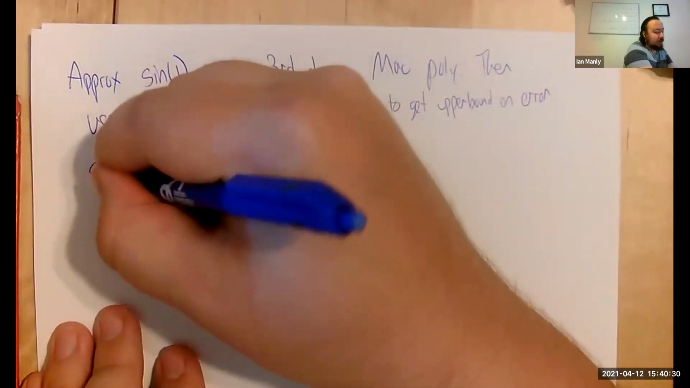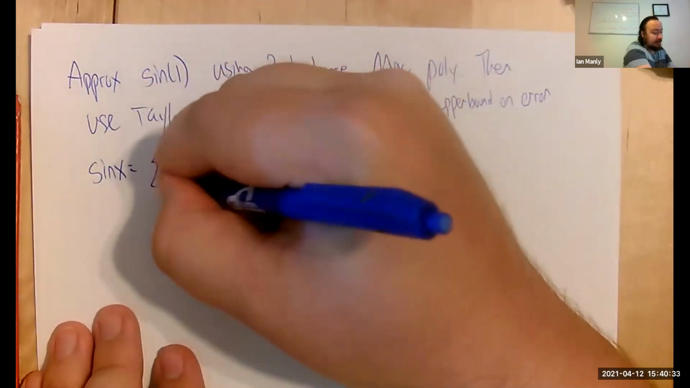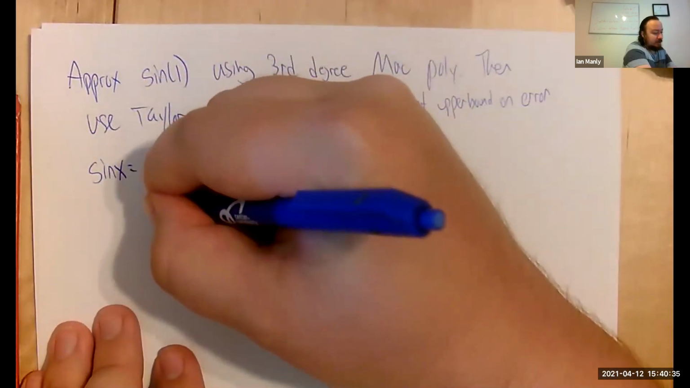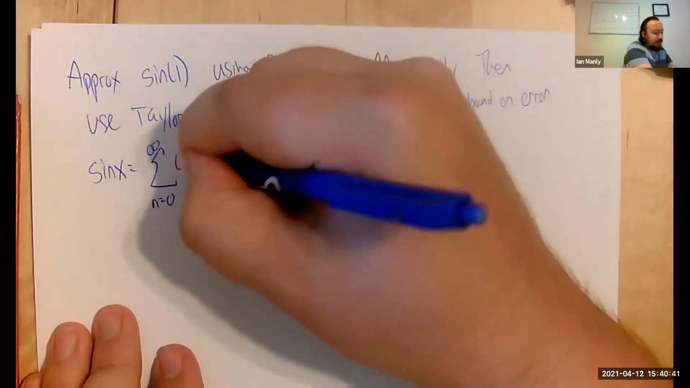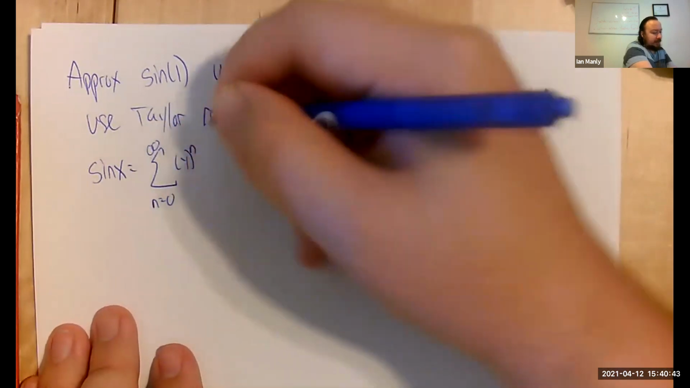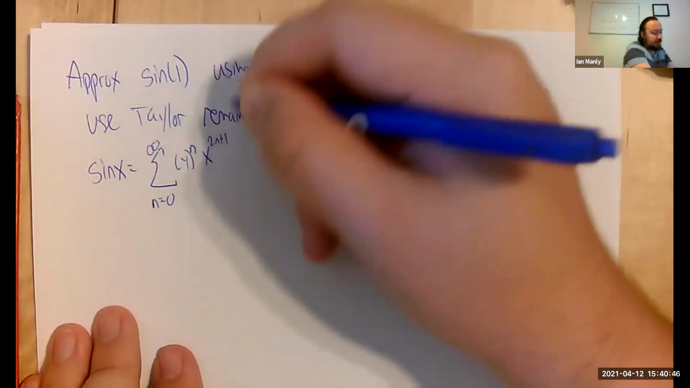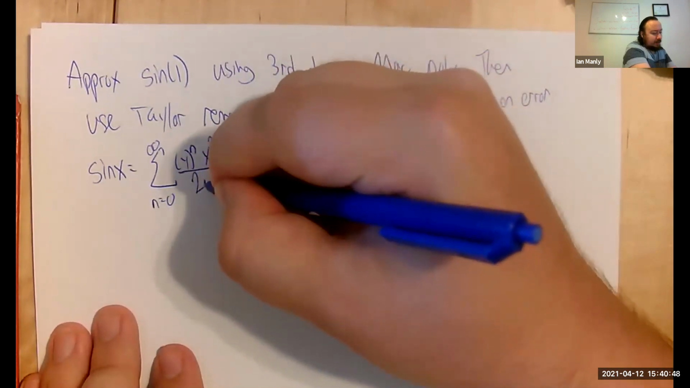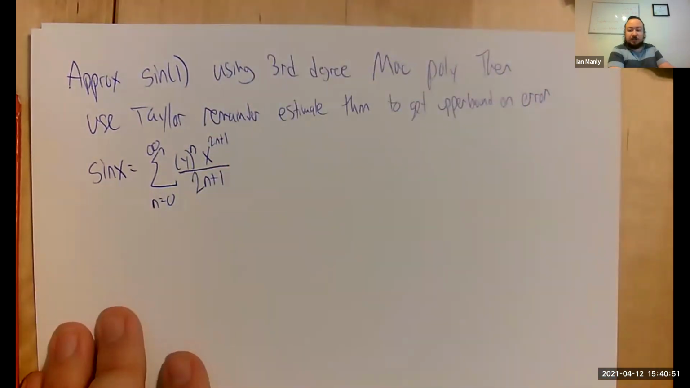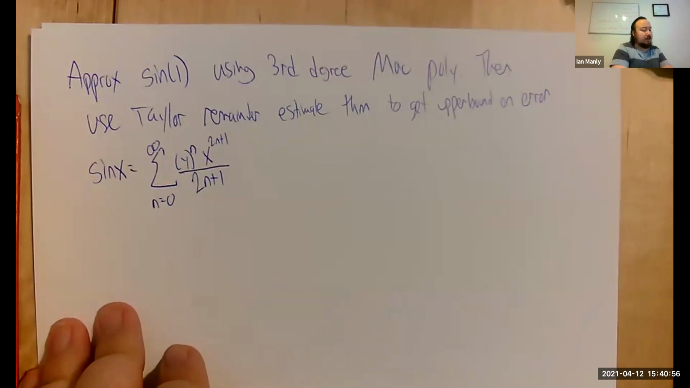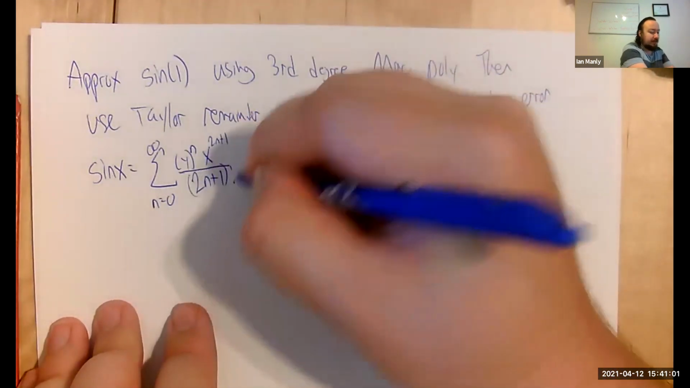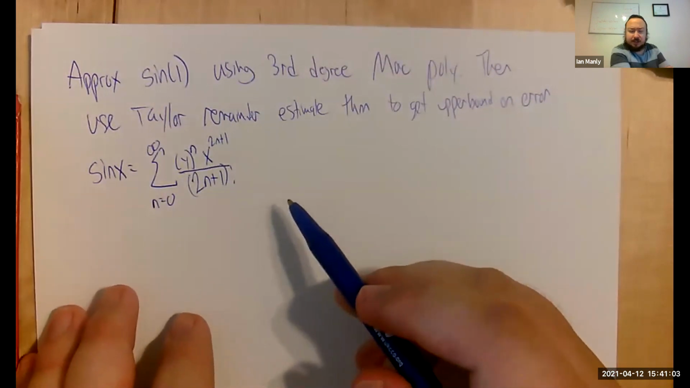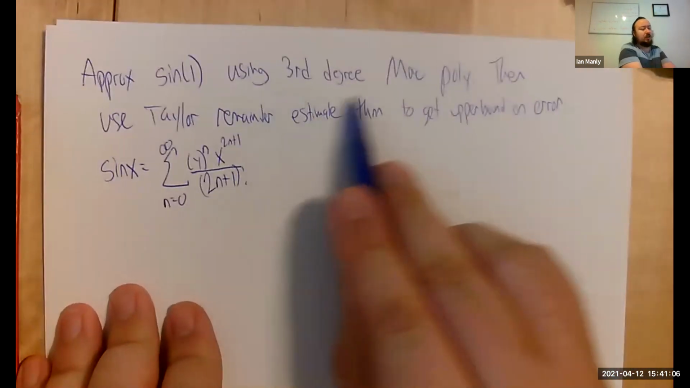So the Maclaurin series for sine of x is the sum from n equals 0 to infinity of negative 1 to the n x to the 2n plus 1, divided by 2n plus 1 factorial here. So this is going to be sine of x here. Now rather than using the entire series here, we're instead only going to go up to the third degree.